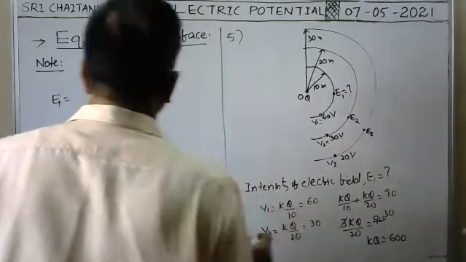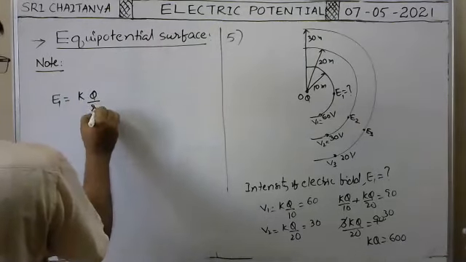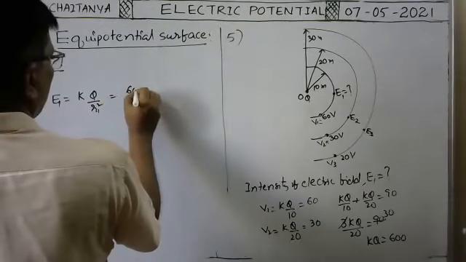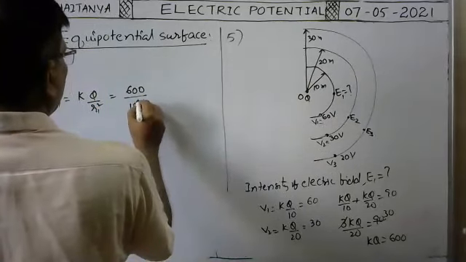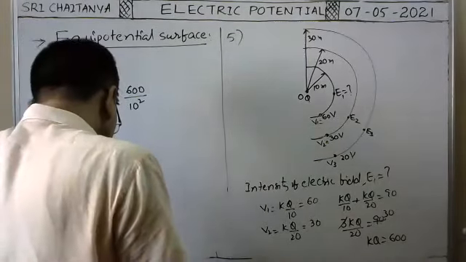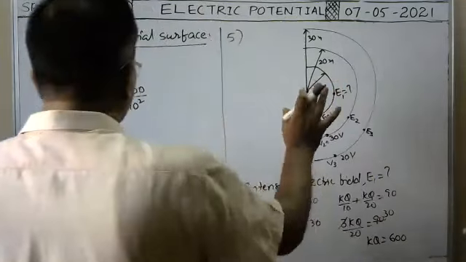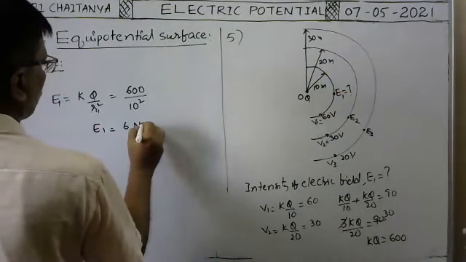E1 is equal to what? E1 is equal to 1 by 4 pi epsilon naught, that means K into Q by distance square, that means R1 square. This is equal to KQ, that means 600, by distance square, that means 10 square. Here these are in centimeters. Based on this, the value is 6 Newton per coulomb. E1 is equal to 6 Newton per coulomb.